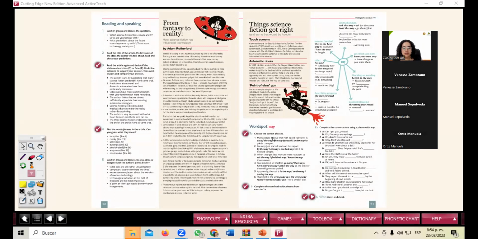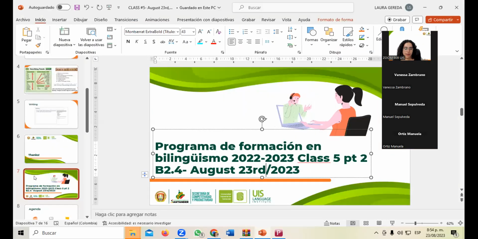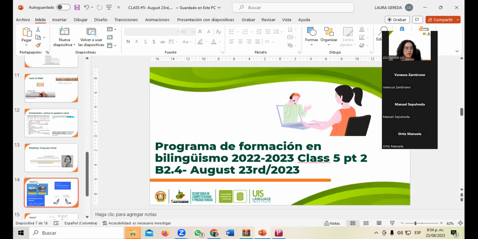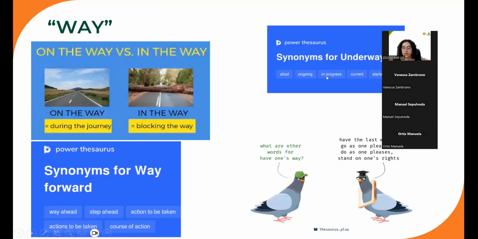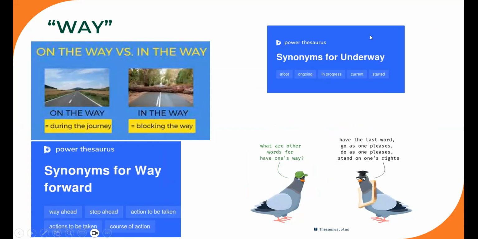We have the word spot about the word way. I'm going to show you here. So before we start doing the activity, I want to show you the meaning of some of these words that you are going to find. Okay, 1 second. All right, so we have on the way versus in the way, okay? You can see the clear difference.